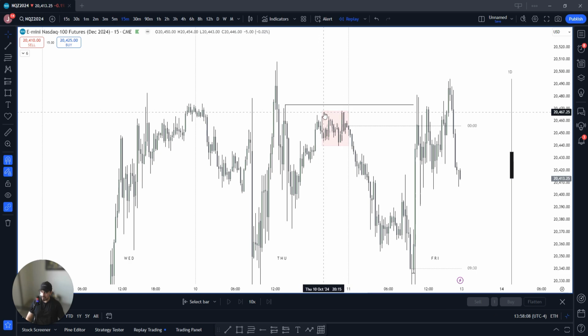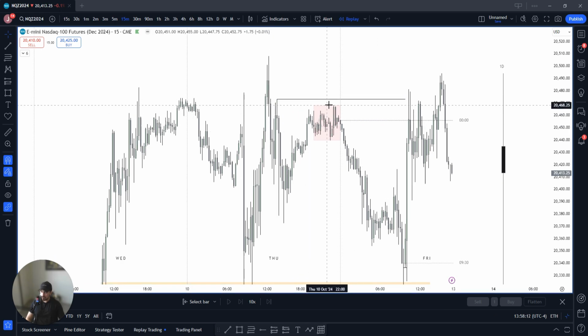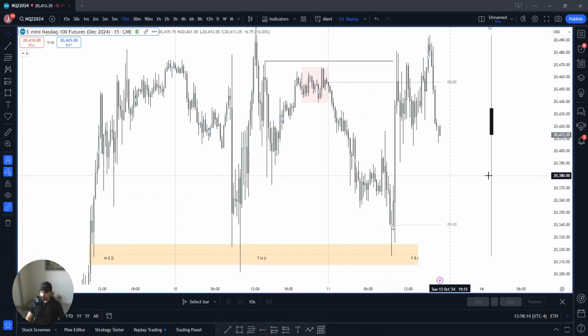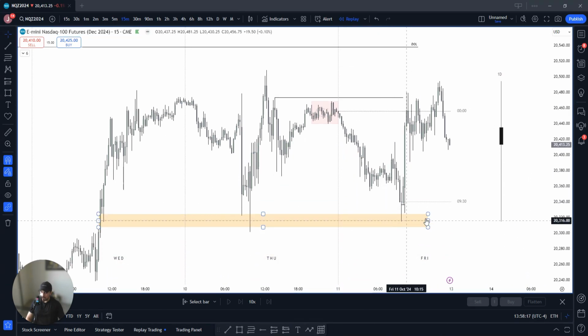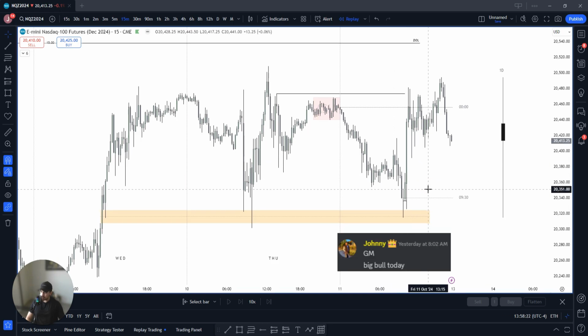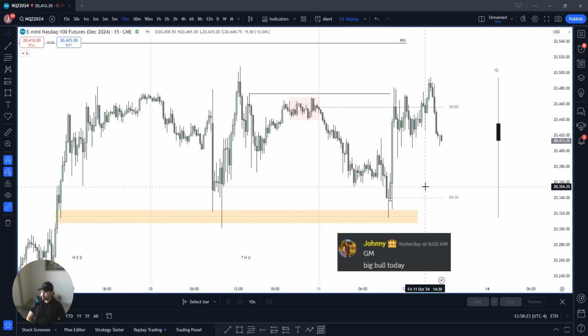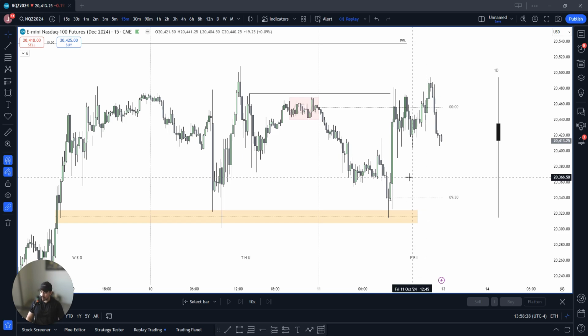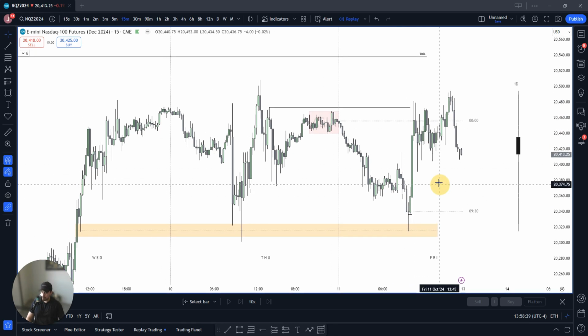Now, what did we use besides an SMT divergence and the sweep of the highs? We didn't use any PD array to sponsor this move lower going into New York. So I was big bullish. I told the whole group, I'm big bull today. I wasn't really trying to trade Friday, if I'm being honest, because I had a very good trading week this week. So I just skipped out on Friday, but this was a very, very clean framework. But I was bullish, just, to give you guys for the record, I was bullish on this day.